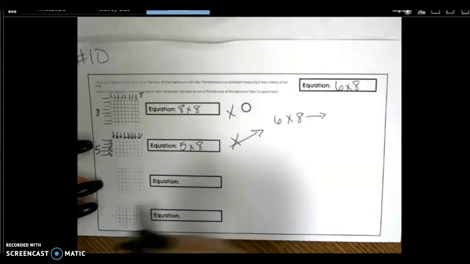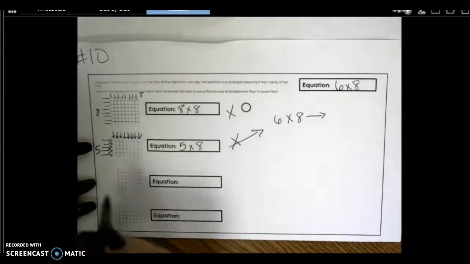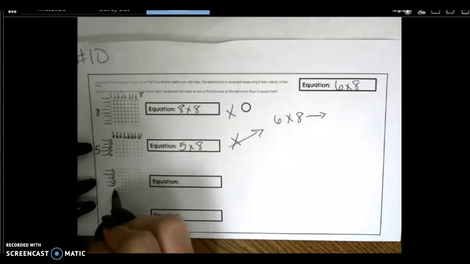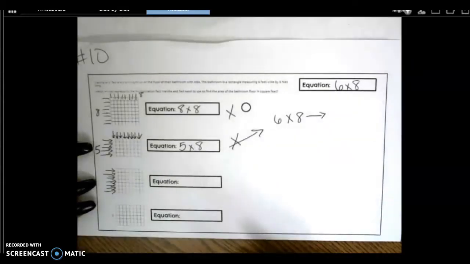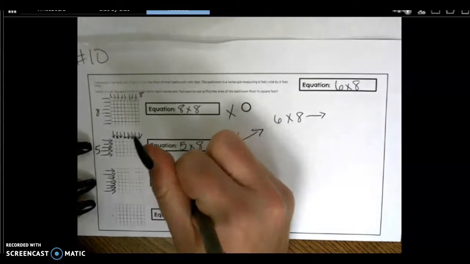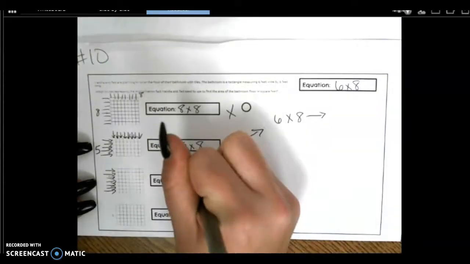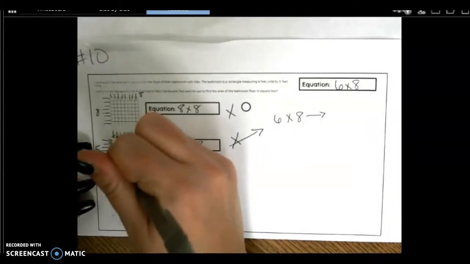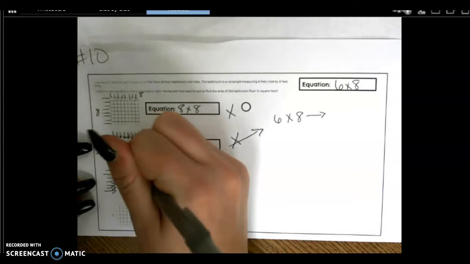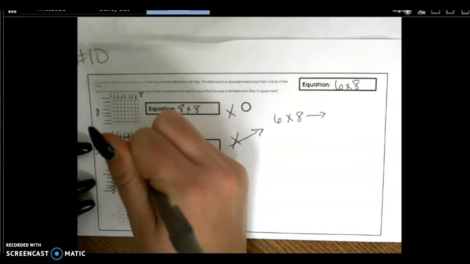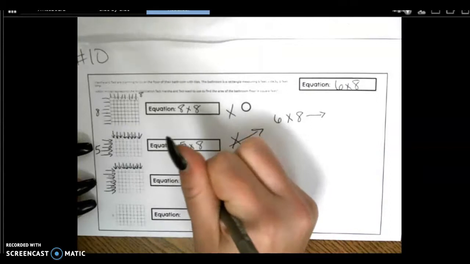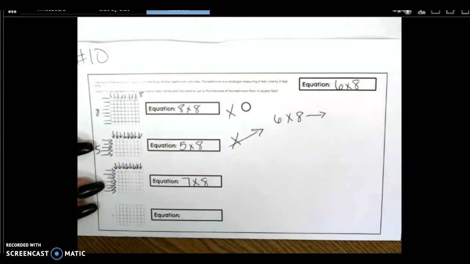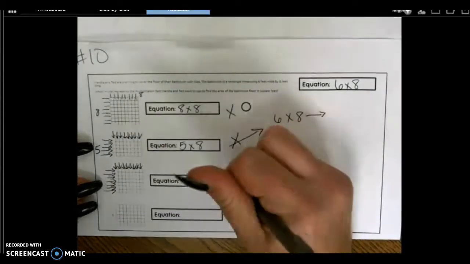Let's check C. Let's count how many rows we have in C. 1, 2, 3, 4, 5, 6, 7. So we know that the first factor in our equation will be 7 times our columns. How many columns do we have? 1, 2, 3, 4, 5, 6, 7, 8. Is 7 times 8 equal to 6 times 8? No. So we know the answer can't be C.